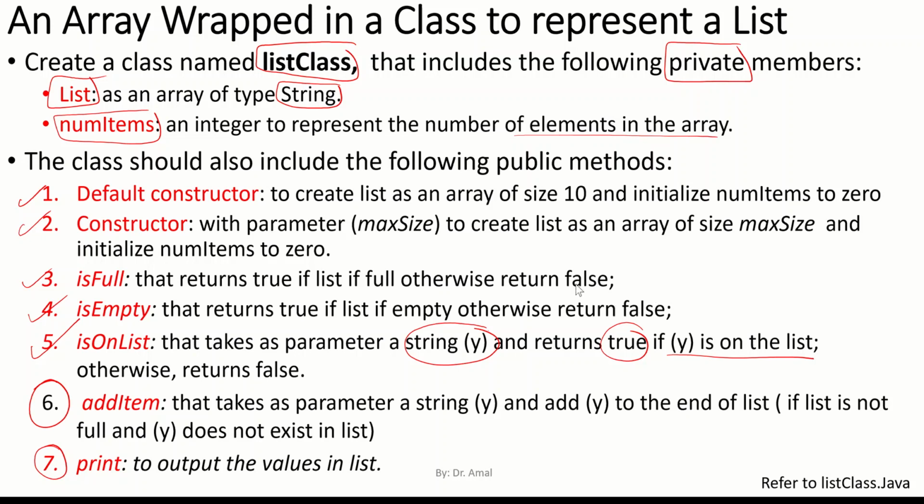So we will continue with the class we started in the previous session, which is the list class. We did the first 5 methods. Now we will talk about addItem. It says here that for addItem, you have to take a string y, and then add y to the end of the array, with the condition that the array should not be full and y does not exist in the list.